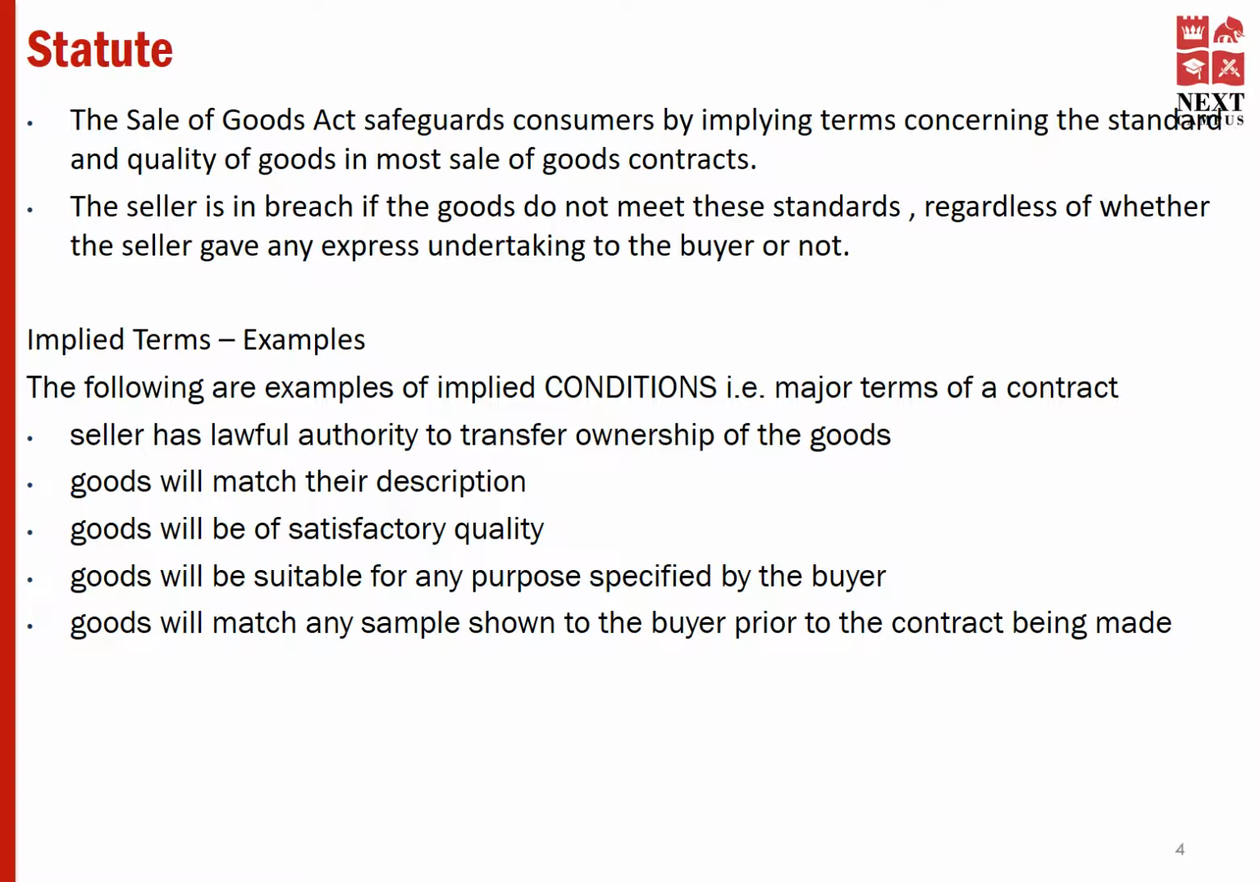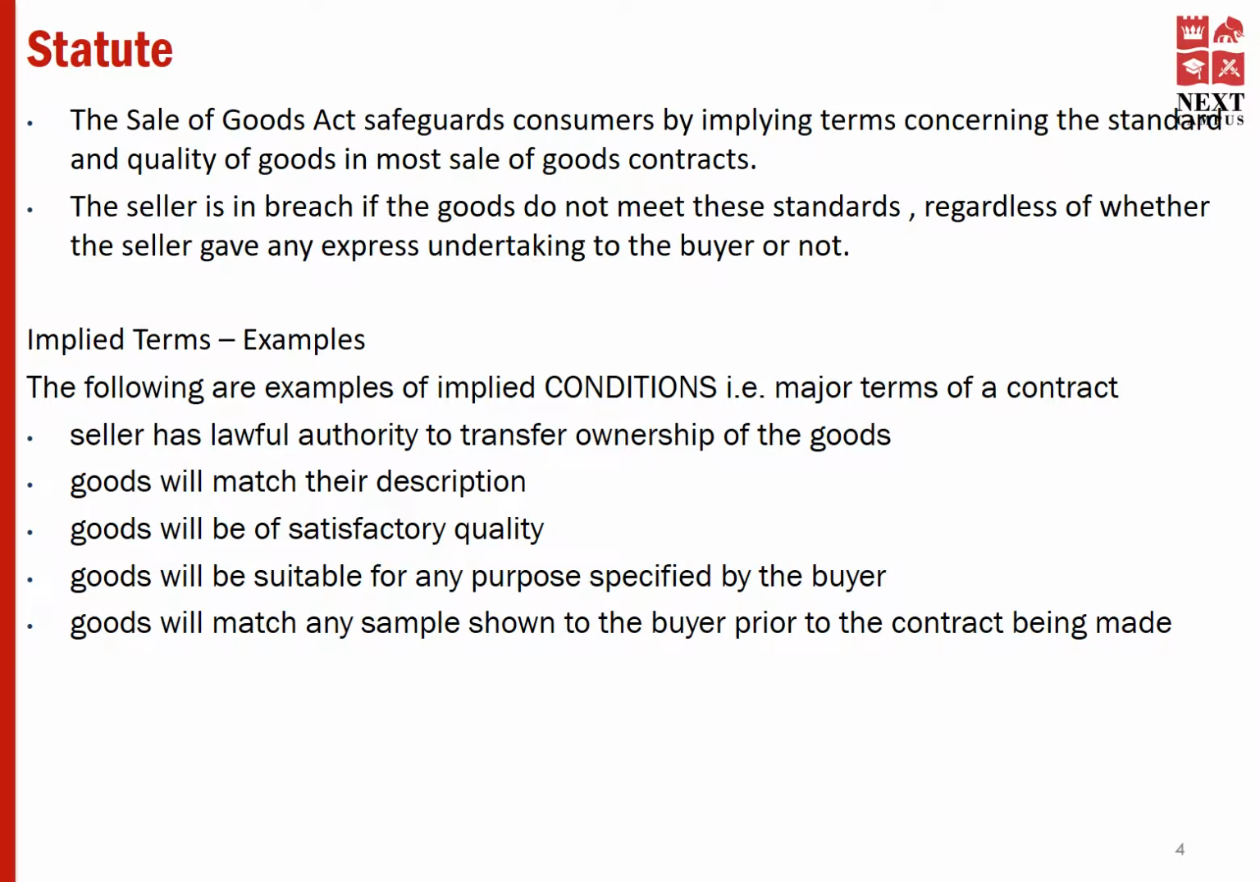One example would be the Sale of Goods Act, which safeguards consumers by implying terms concerning the standard and the quality of the goods in most sale of goods contracts. The seller will be in breach if the goods do not meet these standards, regardless of whether the seller gave any express undertaking to the buyer or not. So, within this context, let's look at some implied terms. The following are some examples of implied conditions that you see in major contracts.